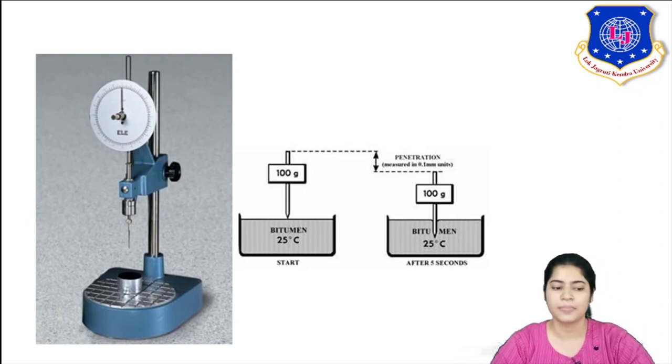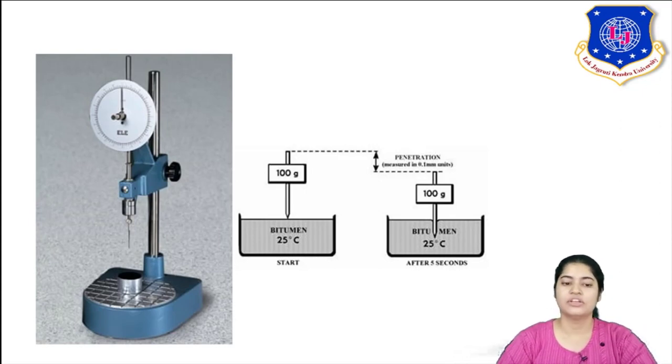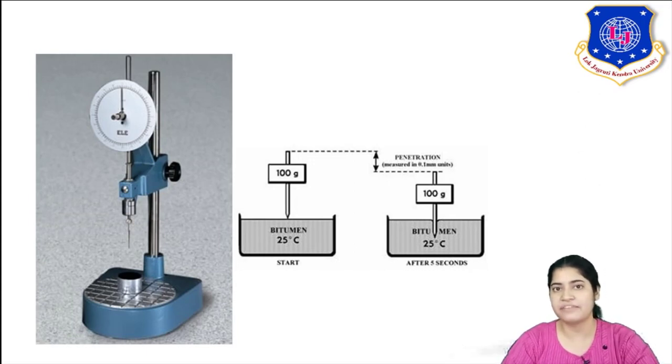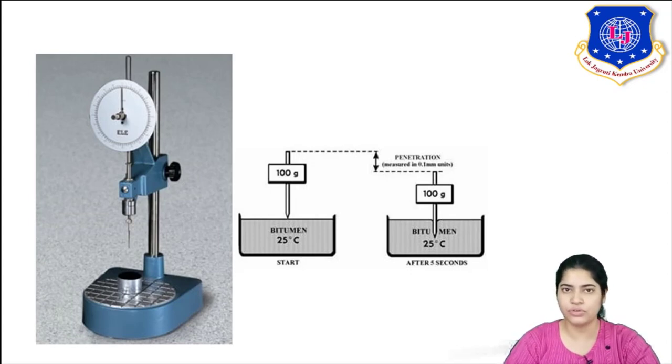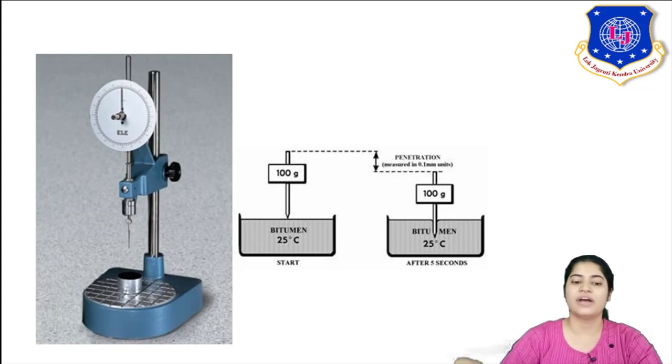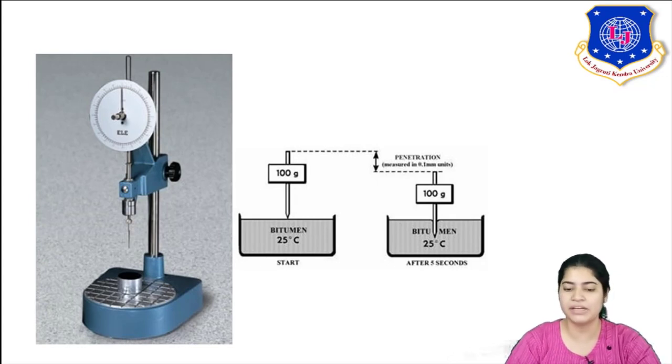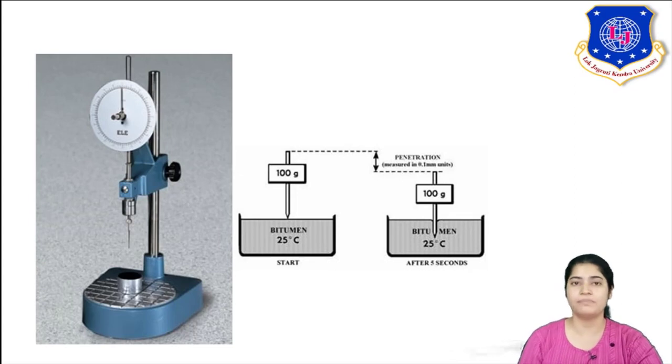So you can see the apparatus and how it works. At 100 gram load I am keeping. The scale measures the penetration length in mm. The scale shown above in the apparatus gives you the distance travelled in millimeters. So at the start point, I am suspending the 100 gram load with the needle at 25 degrees Celsius. Once I have suspended it, for 5 seconds, the scale will show you how many mm it has penetrated. That is your penetration index.